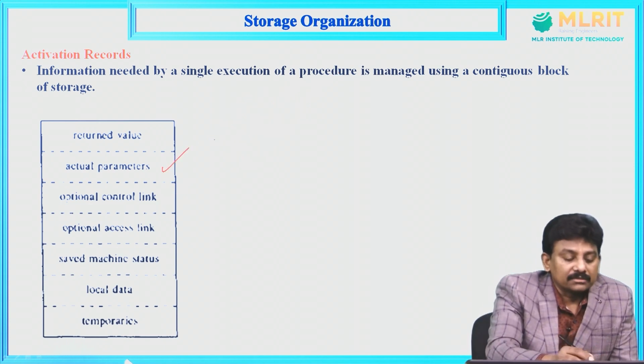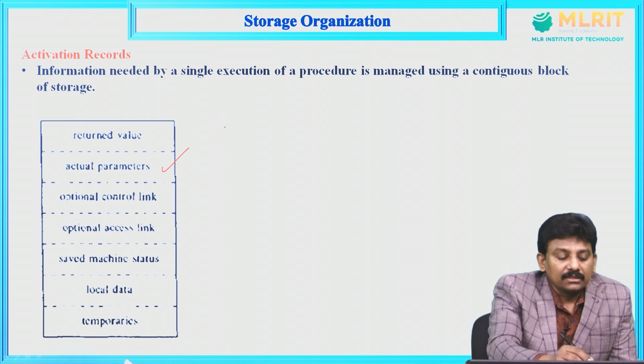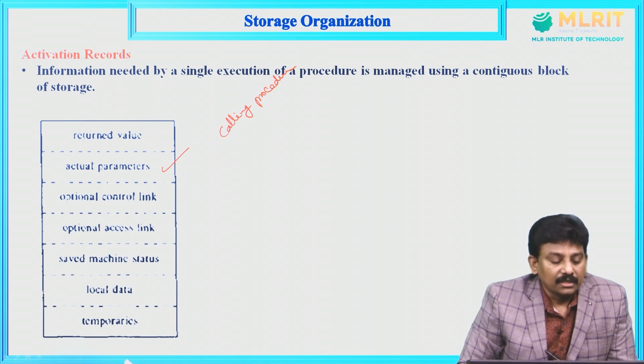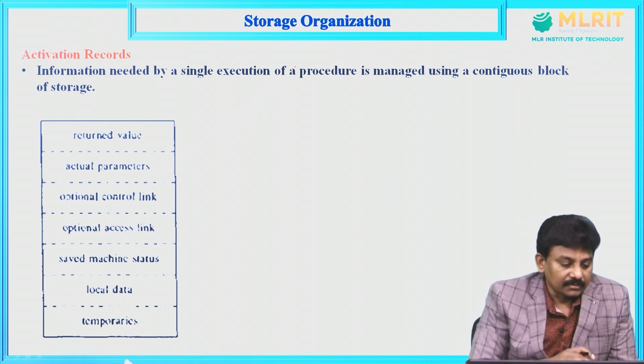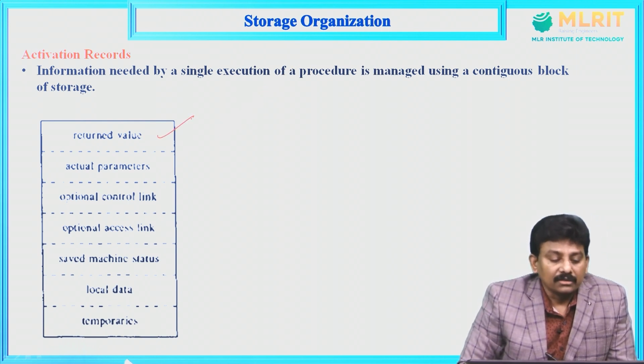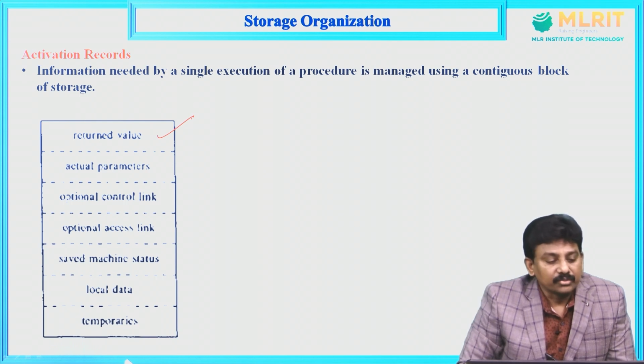Actual parameters are used by the calling procedure to provide parameters to the called procedure. Next, the return value. This field is used by the called procedure to return a value to the calling procedure.